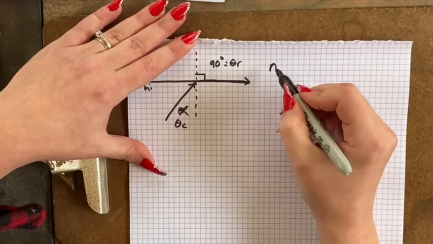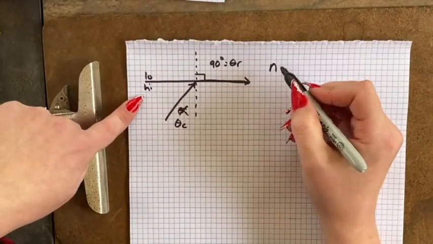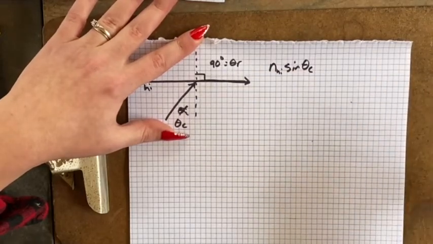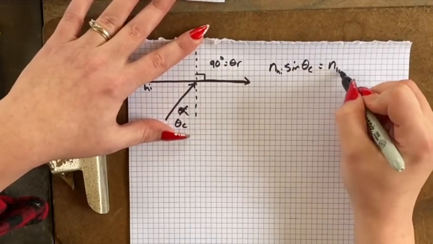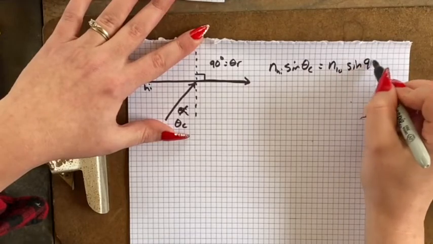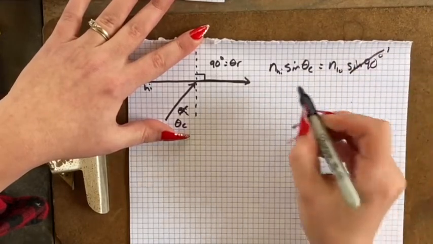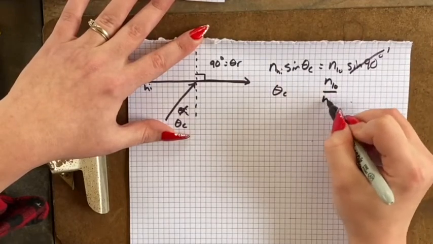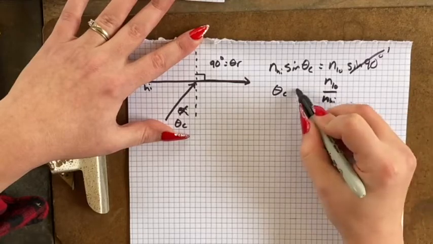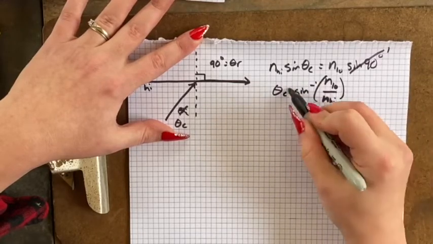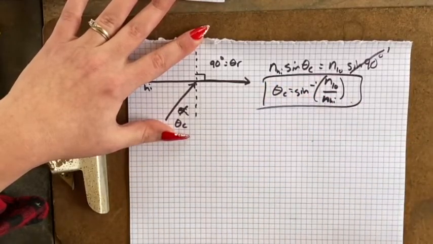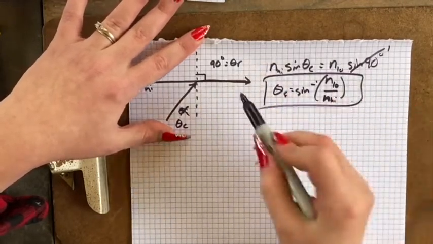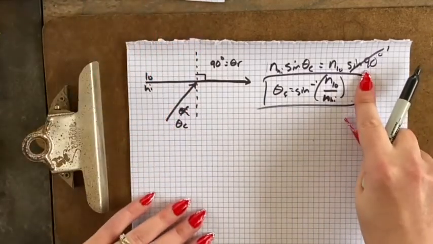I might do N high times the sine of that angle, which we think is critical, equals N low times the sine of 90 degrees, which is just 1. So theta C is this ratio of low to high, and it's got the inverse sine. If you've seen that equation in the book, here's where it comes from. Don't memorize this. Just remember, oh yeah, this is how to do Snell's law, and this side just happens to be 1.